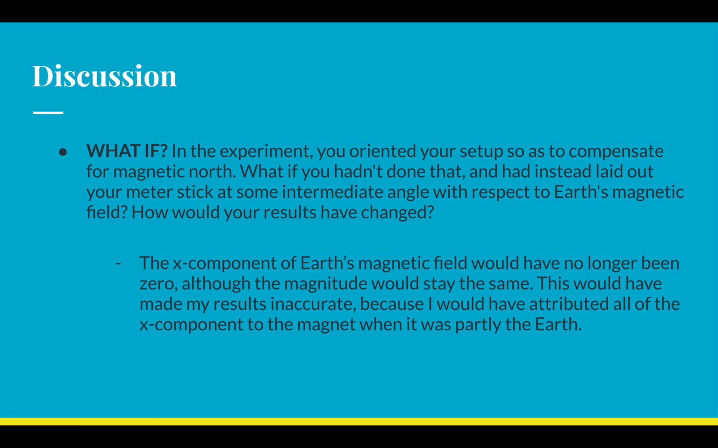So finally, we have some discussion questions. What if I didn't properly orient my iPhone? How would my results have changed? Basically, this would have made my results pretty inaccurate because the x component of Earth's magnetic field would not have been 0 anymore. And so I would have attributed all of the x component to the magnet when it was actually also because of the Earth. So then this would have messed up my magnetic field readings.